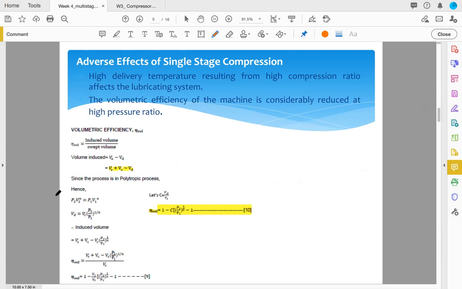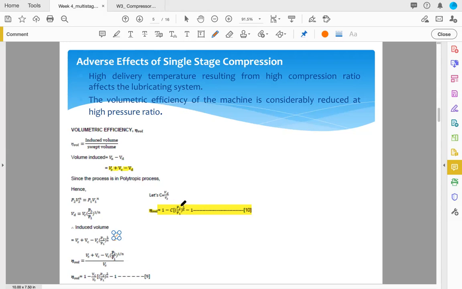Since the process is a polytropic process, we can use P1V1 to the power of n equals P2V2 to the power of n. So we play around with the equation. We can use the VD, put it in here, okay? So we can plug back into this equation, then we can have this equation. Remember, the volumetric efficiency is over the swept volume, Vs. And if you try to simplify it, then you can have this equation.